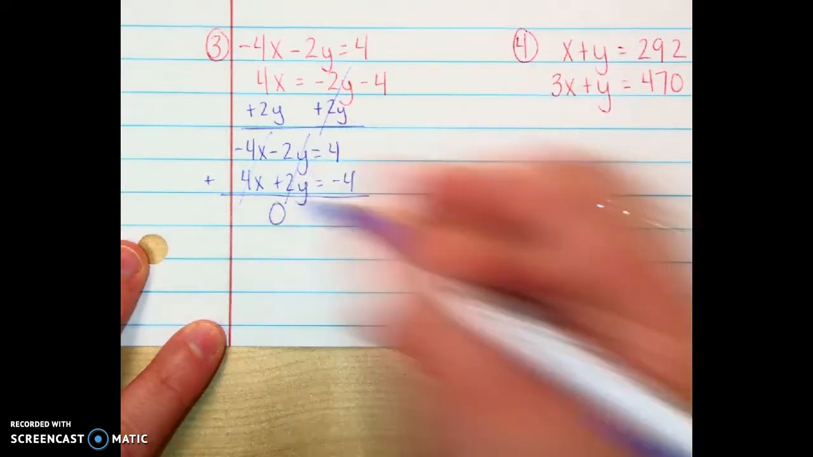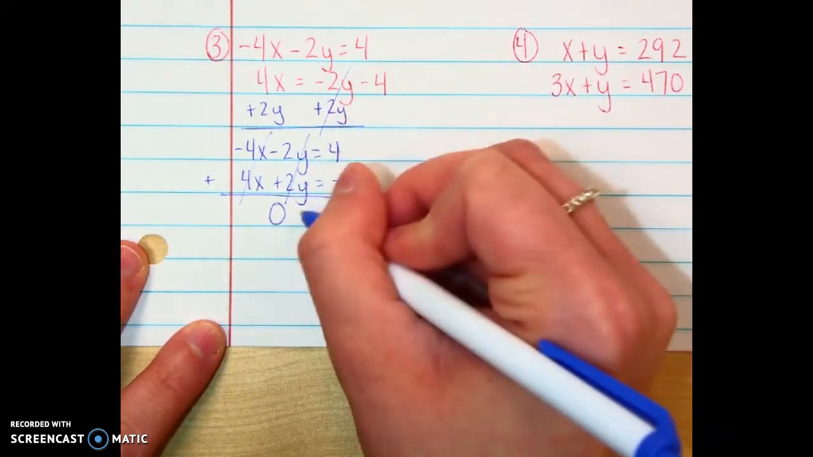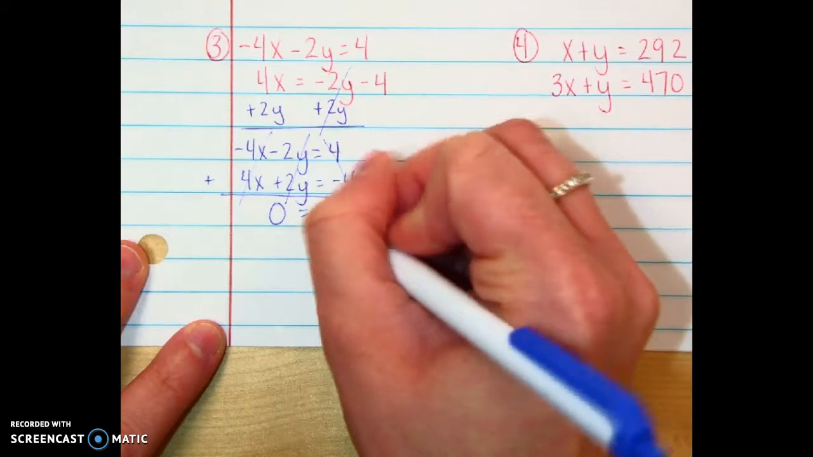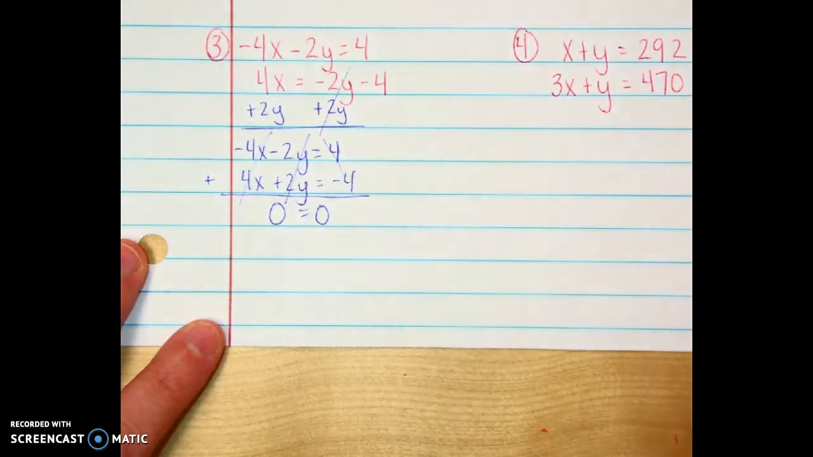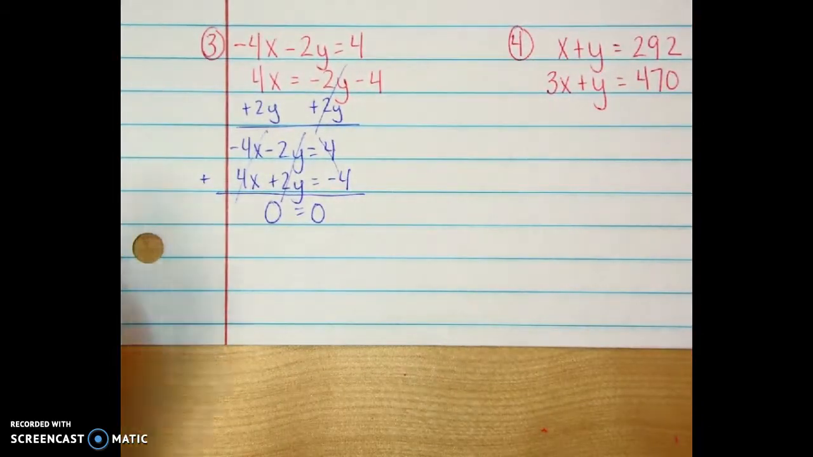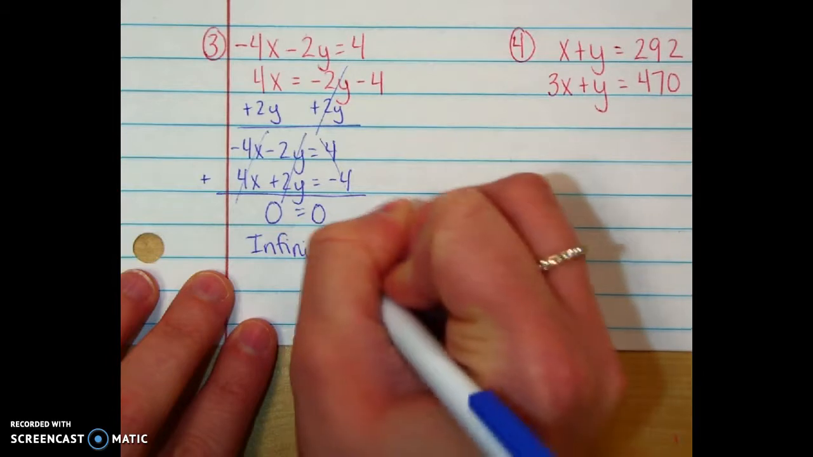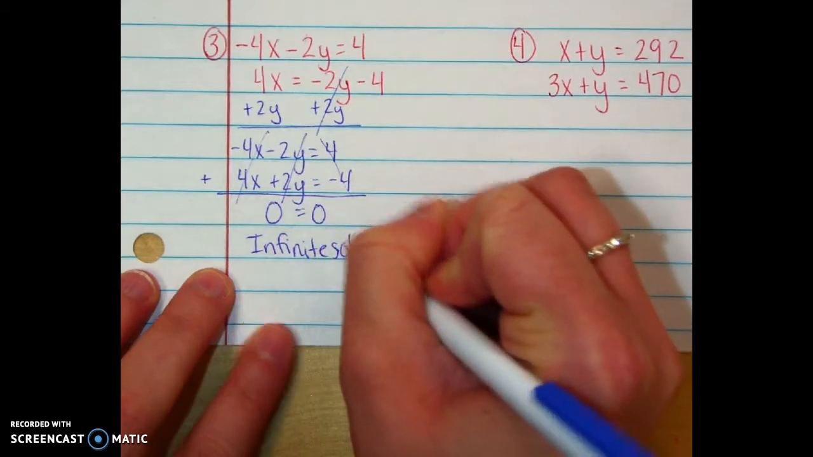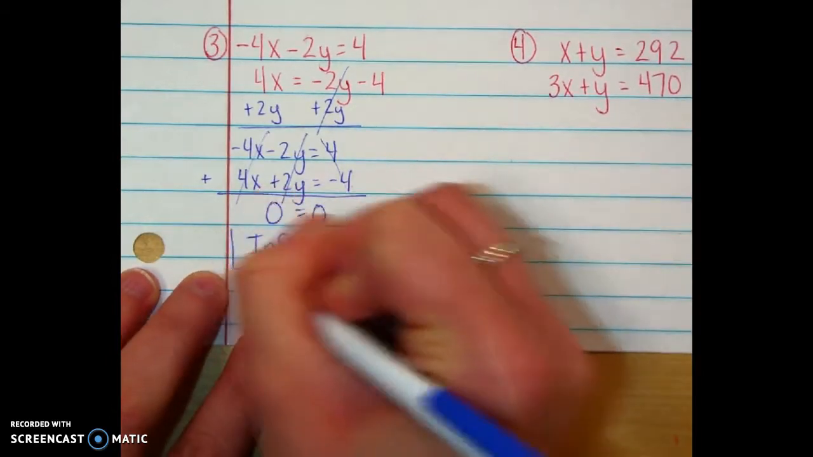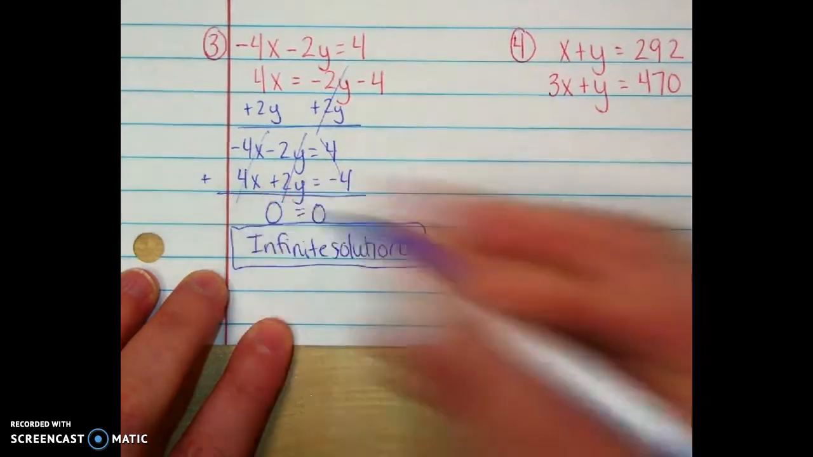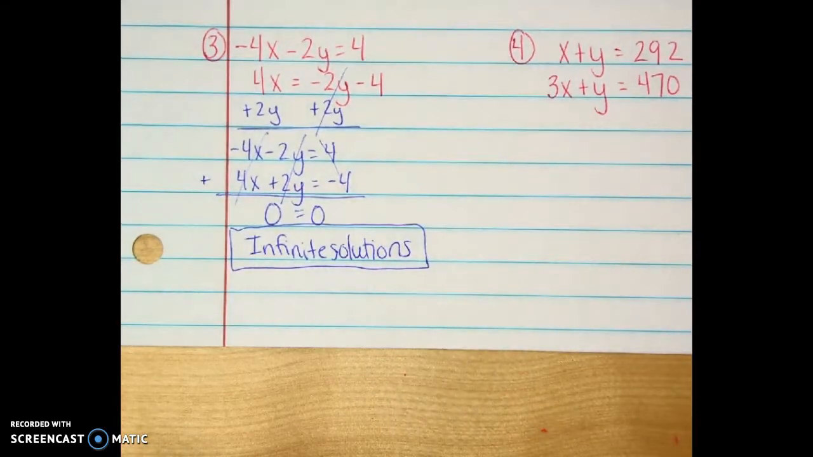So over here I just have 0. 4 minus 4, those cancel out. So 0 equals 0, so that is true. So this one is infinite solutions. If it had been like 5 equals 0 or something like that, then it would be no solution. And there is an example up on the board, actually a few examples.